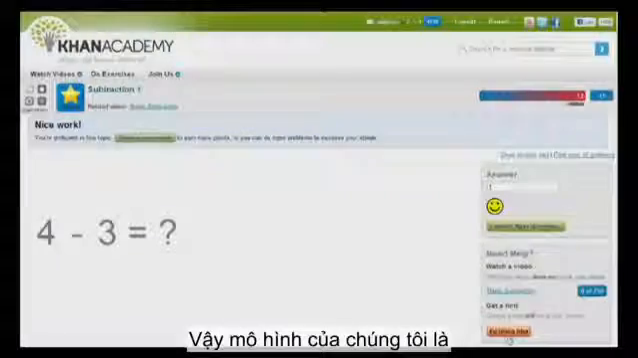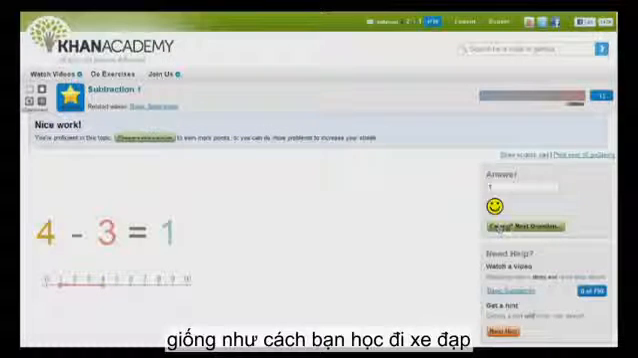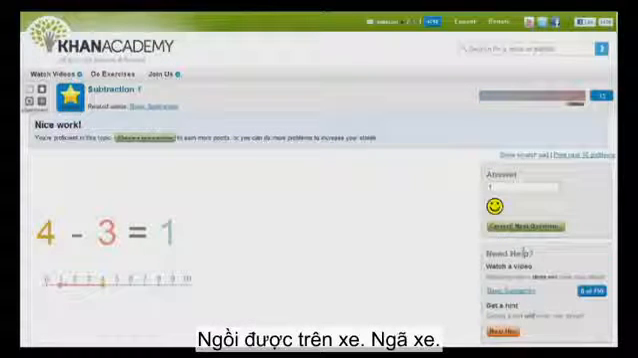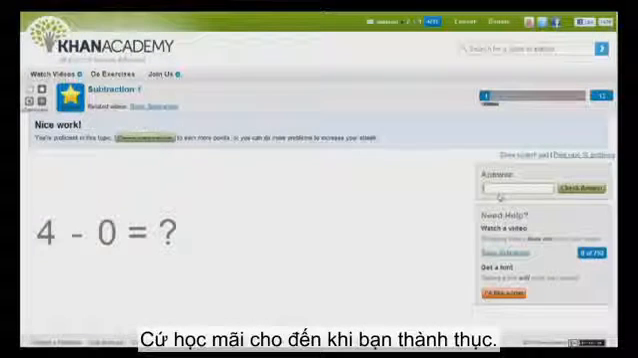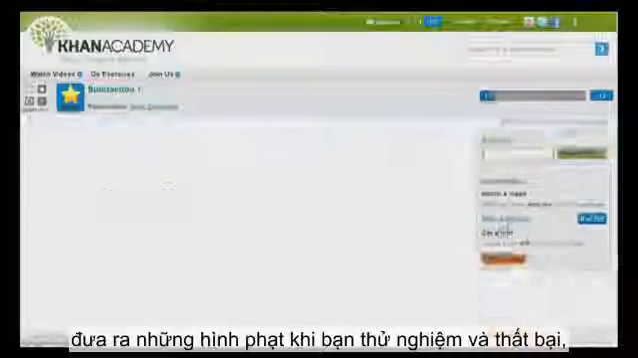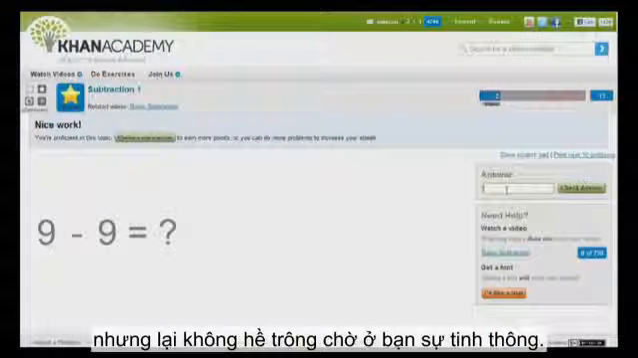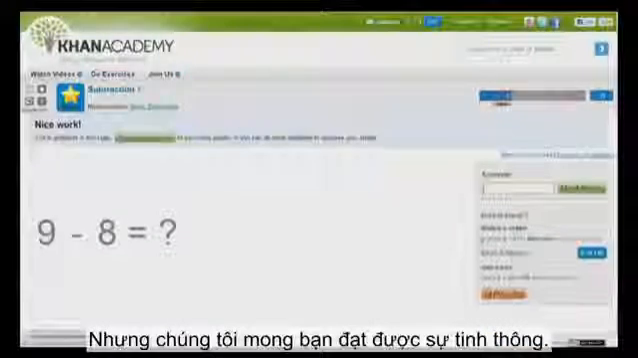So our model is: learn math the way you would learn anything, like the way you would learn a bicycle. Stay on that bicycle. Fall off that bicycle. Do it as long as necessary until you have mastery. The traditional model penalizes you for experimentation and failure, but it does not expect mastery. We encourage you to experiment. We encourage you to fail, but we do expect mastery.